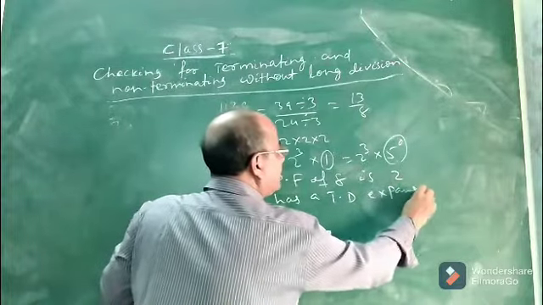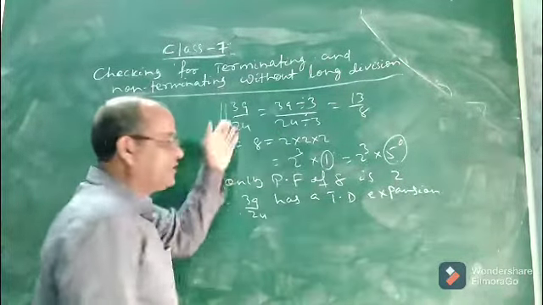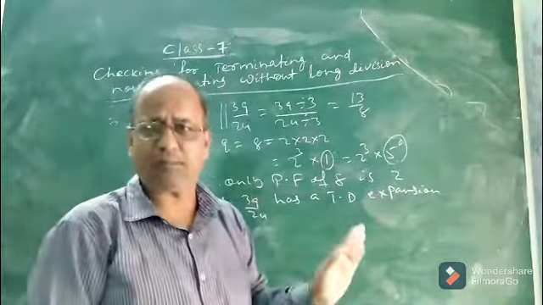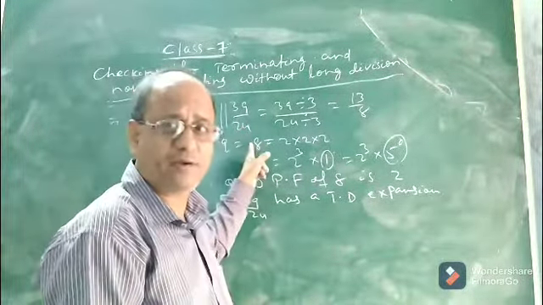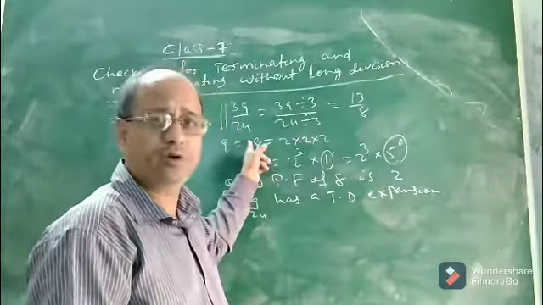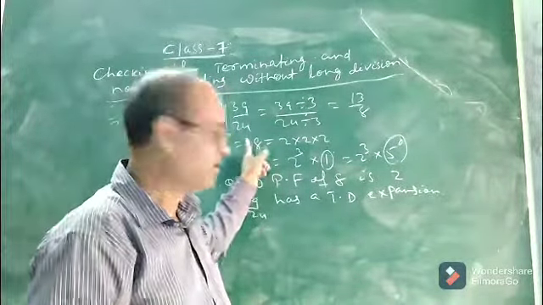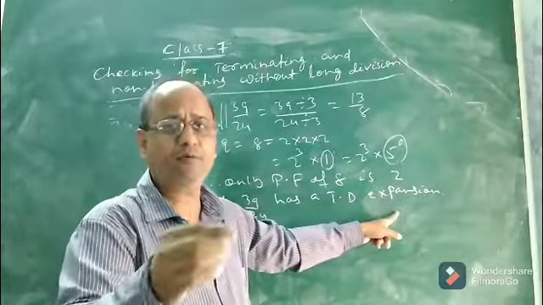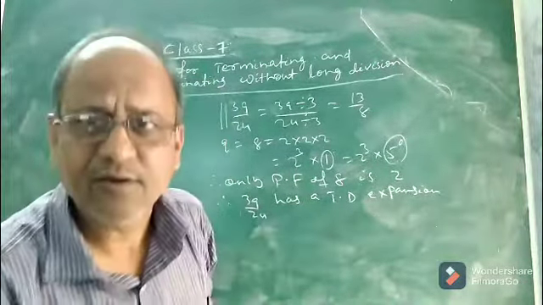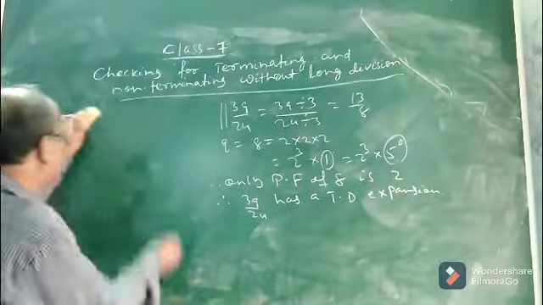That means, children, in this particular problem, we did not apply long division. Did we divide 39 by 24? No. Even without dividing 39 by 24, we could check that this rational number will have a terminating decimal expansion. And if you don't believe, then you can divide and check.